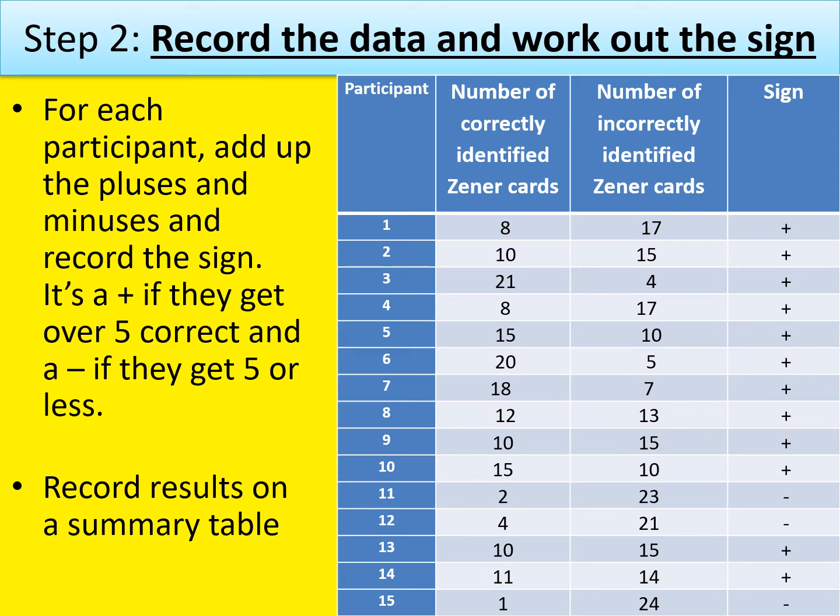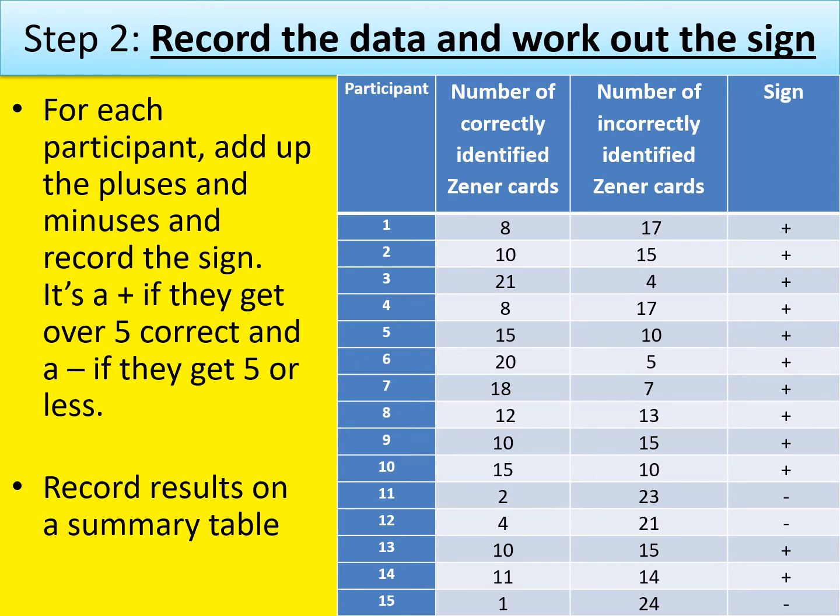You can see that participant 1 got 8 xenocards correctly identified and 17 incorrectly identified. Because that person got more than 5, the sign they get is a plus. The next participant got 10 correct and 15 incorrect, so again they got more than 5, so they get a plus, and so on all the way down.